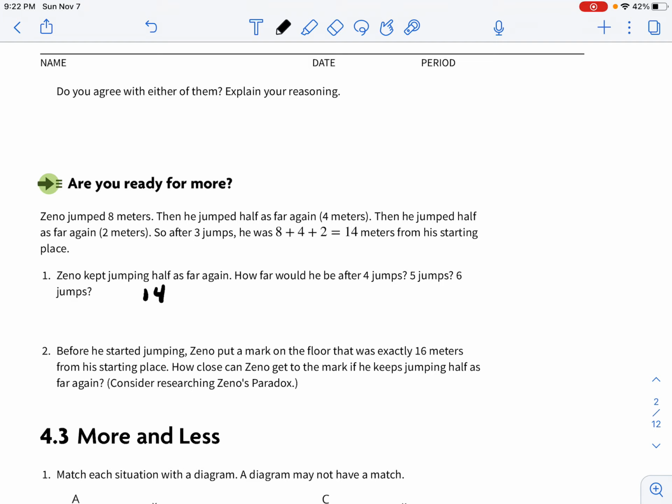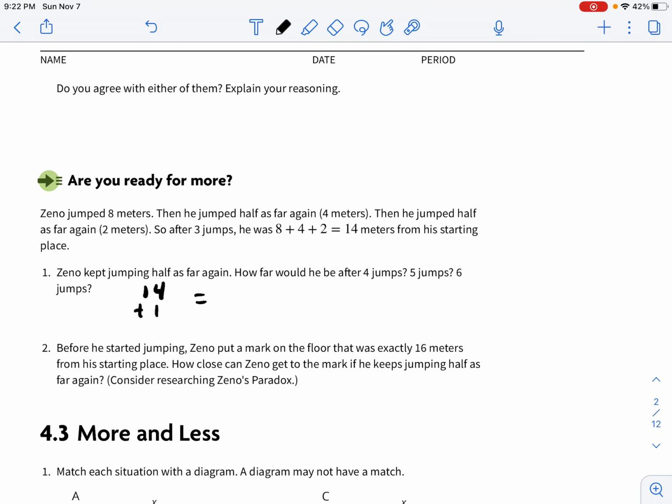So at 3 jumps, he's at 14. And last he jumped 2, so half of that is 1. So that equals 15. So that would be 4. Then at 5 jumps, half of 1, which is 0.5, so he's at 15 plus 0.5. That's going to equal 15.5. Okay, the 6th jump, it's now going to be half of 0.5. And we know he's at 15.5 as it is. Half of 0.5 is 0.25. So that's going to equal 15.75.